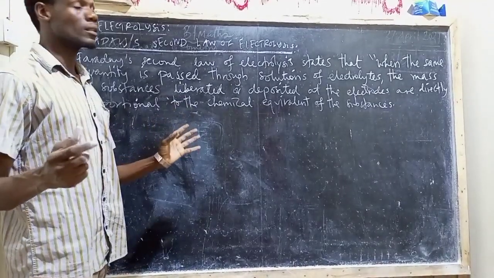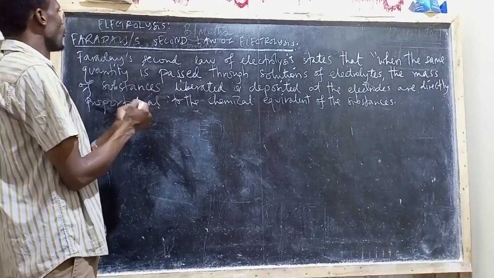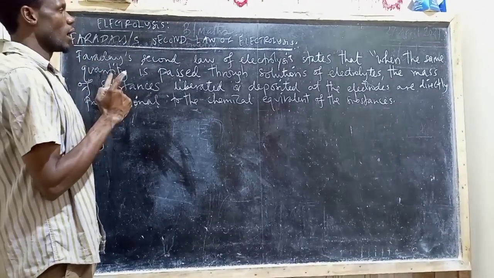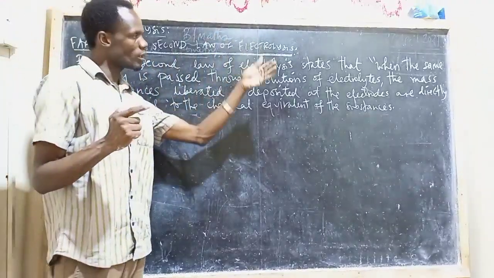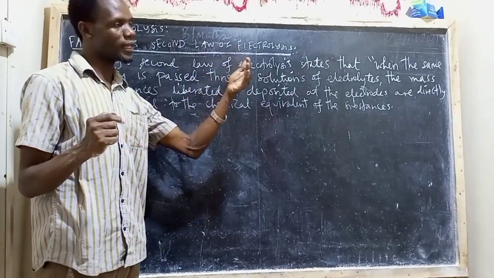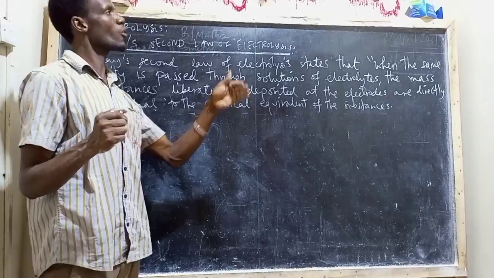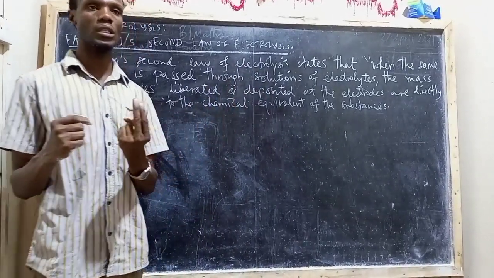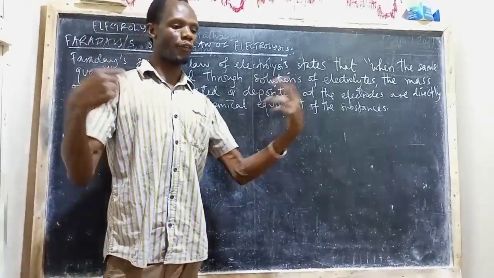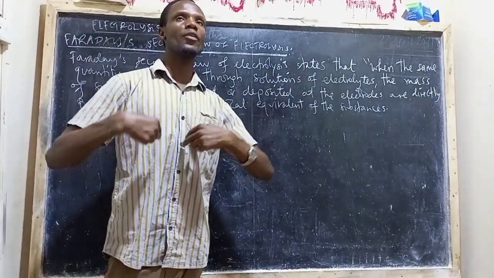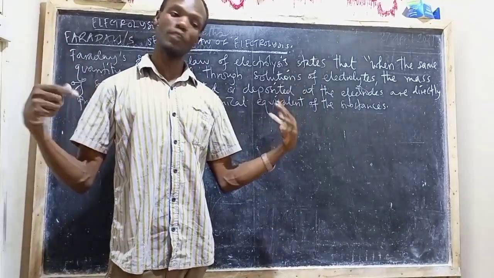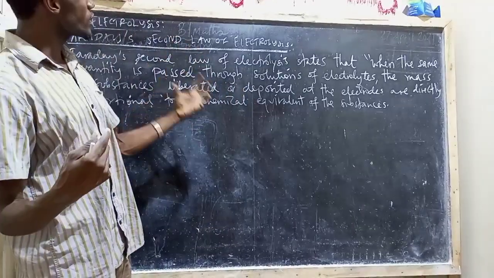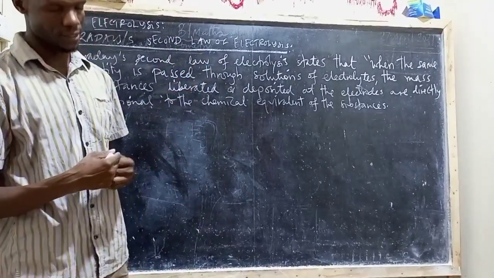After we have seen the first law of electrolysis, now we want to talk about Faraday's second law of electrolysis. For the last period, we learned about Faraday's first law, and we said it's all about the same electrolyte. But here, we have to consider different electrolytes, whatever they may be. We consider different electrolytes.